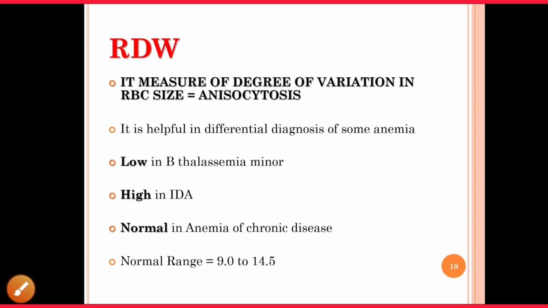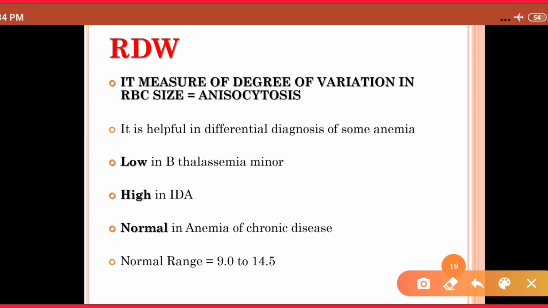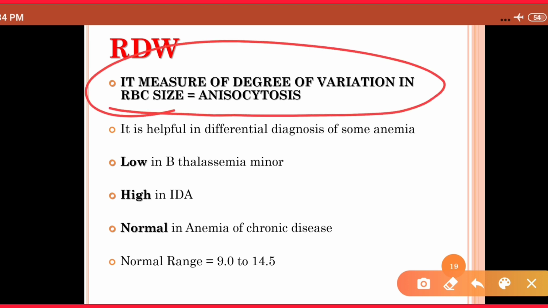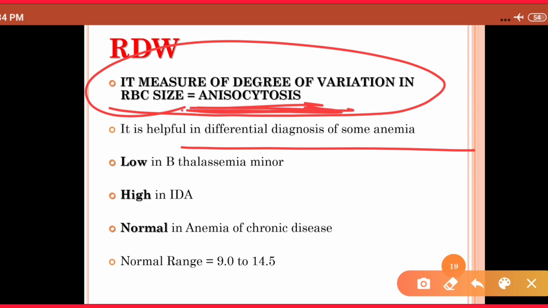Okay, now we will see our last red blood cell index, that is RDW. It measures the degree of variation in red blood cell size. So it reflects the anisocytosis, right? It will help in the differential diagnosis of some anemias. It reflects the variation in the size of red blood cells, that is known by the name anisocytosis. So it's related to anisocytosis.